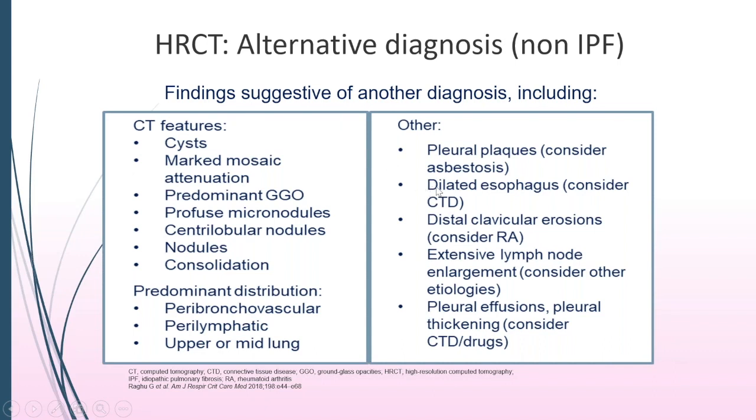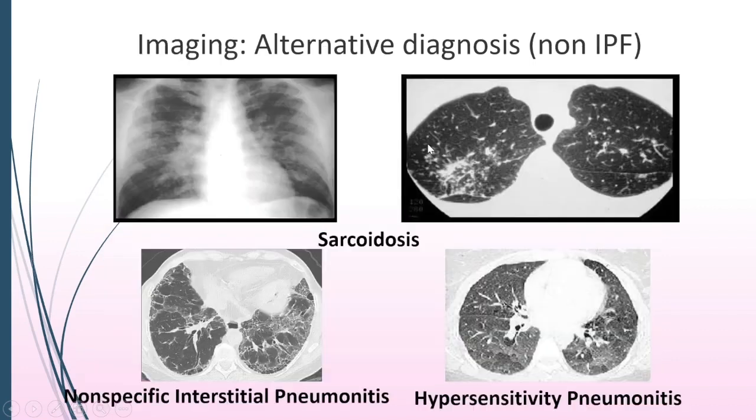For example, if there is a dilated esophagus, that would suggest possibility of progressive systemic sclerosis. Pleural plaques, pleural involvement is never a feature of idiopathic pulmonary fibrosis. Extensive lymph node involvement, this would suggest sarcoidosis. So that way, we assess HRCT and think of other alternative diagnoses. And these are some of the alternative diagnoses.